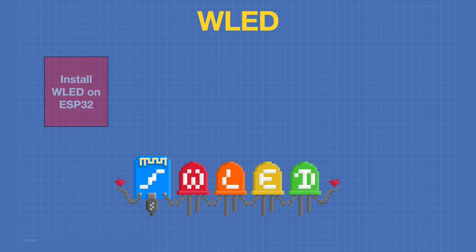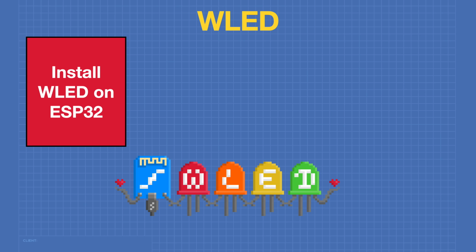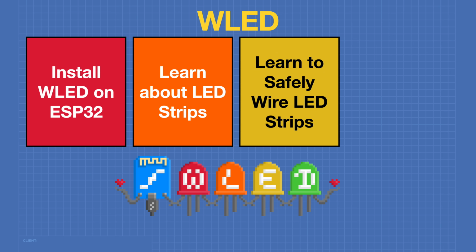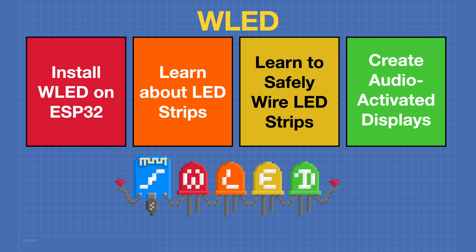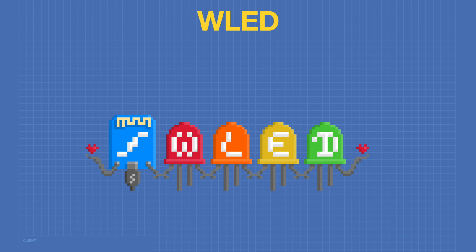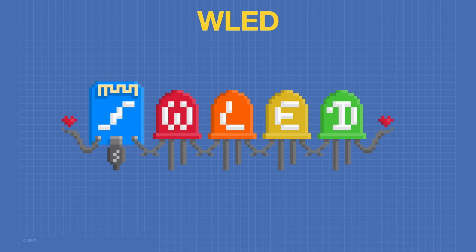In this video, we're going to install WLED onto an ESP32. We'll learn about the different types of LED strips that you can use with this product. We'll learn to safely wire those LED strips, and we'll also create an audio-activated display. So let's get started with WLED.